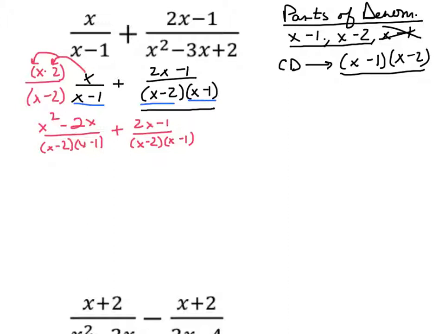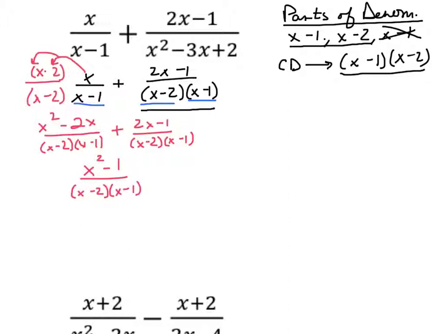Okay? Now, once I've done that, I've got common denominators. Now I'm going to combine my like terms on the top. So when I combine them, negative 2x and positive 2x cancel out, and I'm just left with an x squared minus 1 in the numerator and an x minus 2, x minus 1 in the denominator.